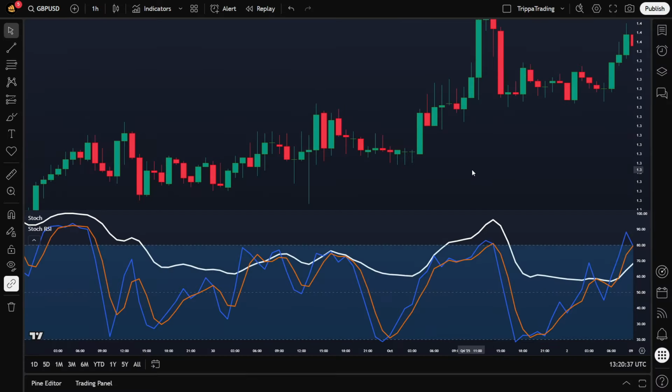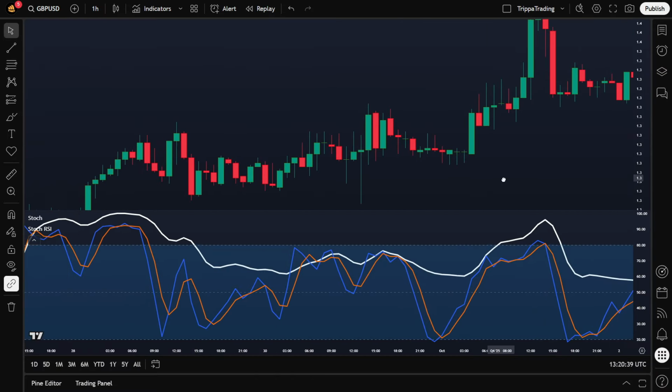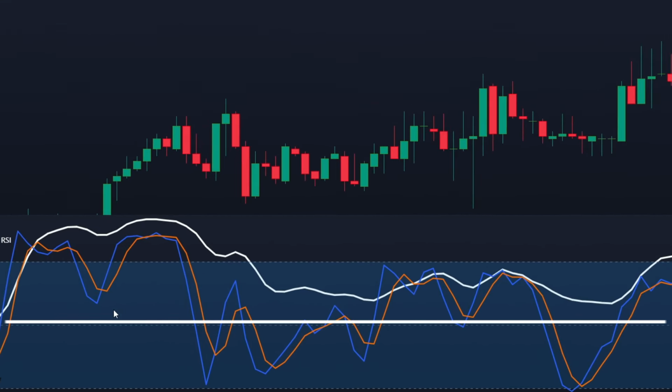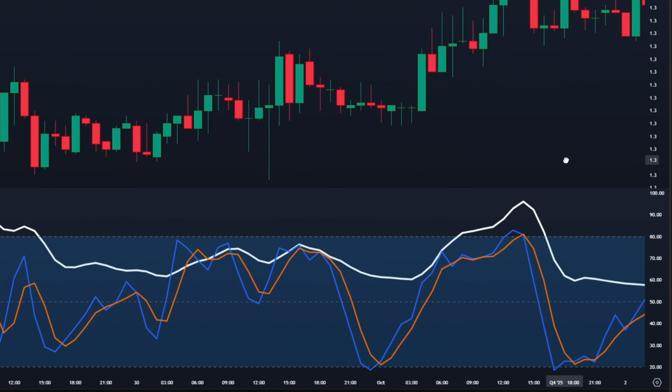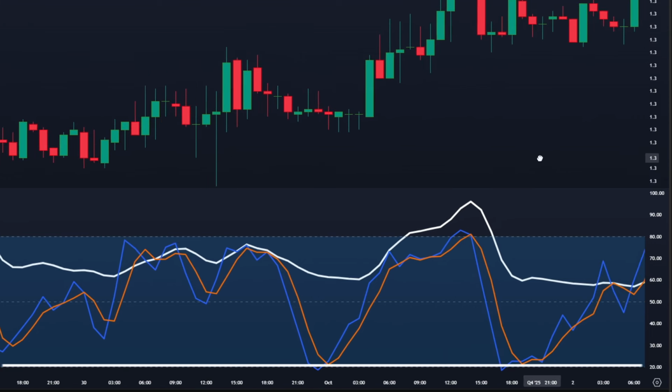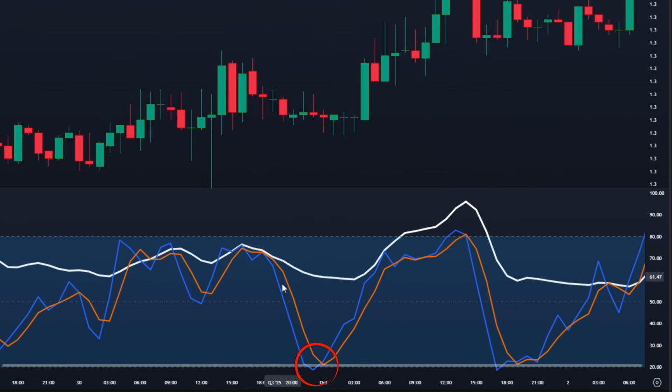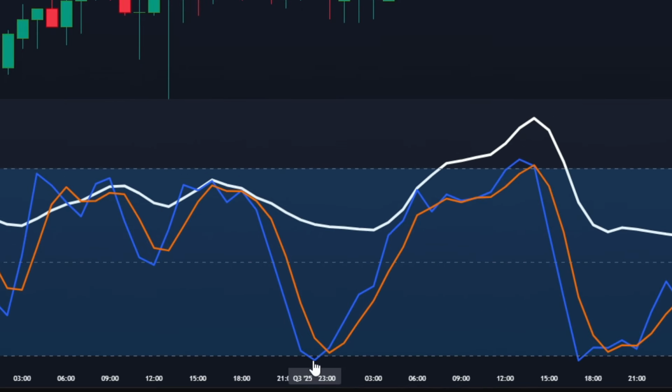Here's how we use the indicators for a buy setup. First, the white line must be above 50. That means we're in an uptrend and we are only allowed to look for buys. Second, we wait for the blue stochastic line to drop below the 20 level. This means price is oversold inside an uptrend, a healthy pullback, not a full reversal. Third, we wait for the blue line to cross back above the orange line while it is still close to that oversold area.